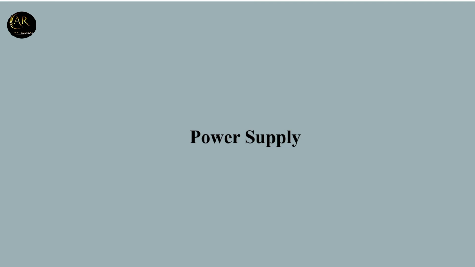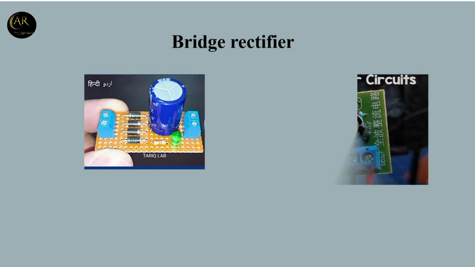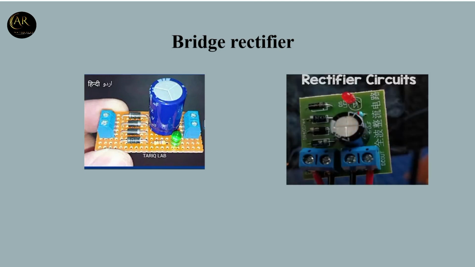The first thing is the power supply. In the power supply we include the bridge rectifier. A bridge rectifier can convert AC to DC by using 4 diodes. These are pictures of how a bridge rectifier looks. The 4 diodes convert AC current into DC current.